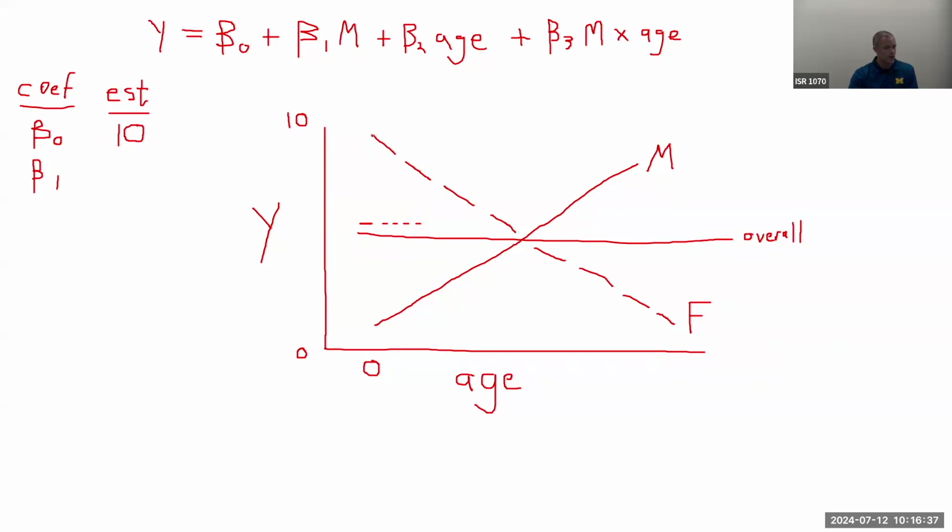So if I look at my graph, what is the estimate of beta 1? Let's say this line goes all the way down to 0, and this line goes all the way up to 10. What's the estimate of beta 1? Is it 10? Minus. It's minus 10, right? That's the change in the mean. The mean for males is about 10 units lower than the mean for females when age is equal to 0.